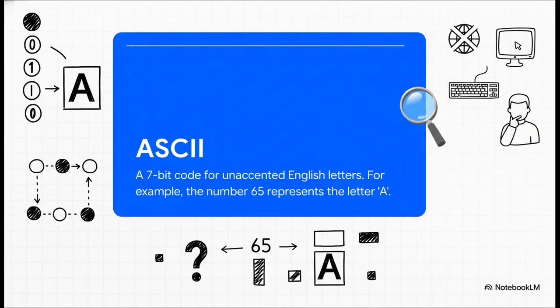The standard that made this simple world possible was called ASCII. And it was brilliant, super efficient. It used 7 bits of data to represent 128 characters. That's everything you need for English, plus numbers, punctuation, the whole deal. The number 65 always meant A. It was simple, it was reliable, it was universal. As long as you were an American.